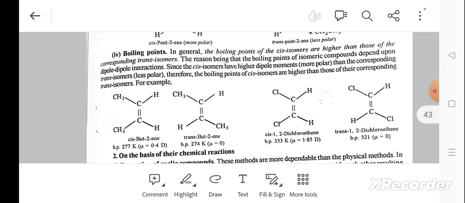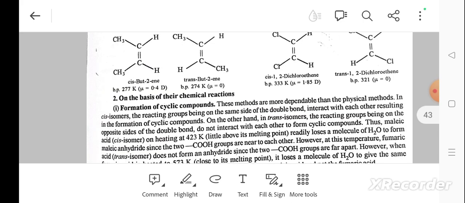This is the reason why the boiling point of the cis compound depends on the dipole moment of interaction. Since the cis has a higher dipole moment than the corresponding trans, the boiling point of cis is higher than the boiling point of the trans.